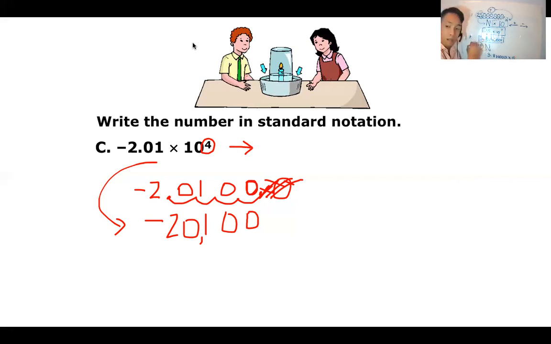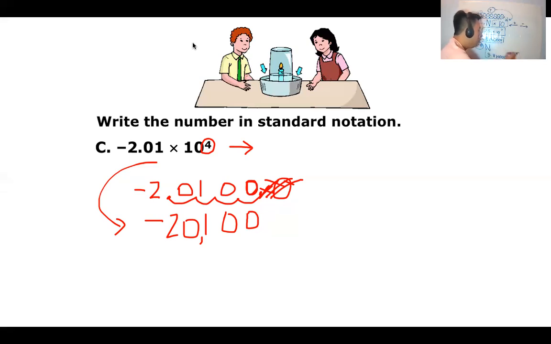Nag-move ba tayo ng decimal point? No. So, if we did not move this decimal point in any direction, that means this will become 0. Okay? And to make it short, we all know that in math, if we have a 0 exponent, we can also neglect it. Okay, we can erase it. So we can write 3.8140001 times 10 raised to 0, or simply 3.8140001.